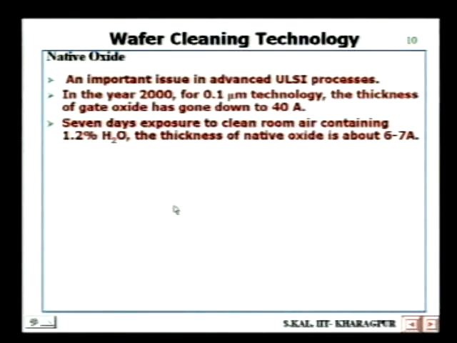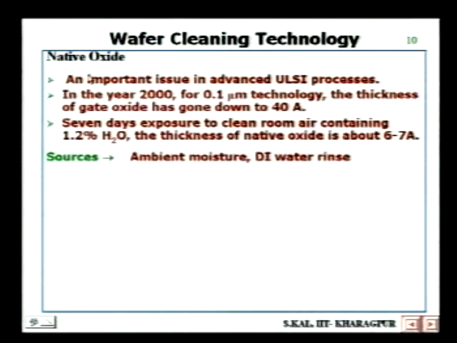And if you keep a wafer for 7 days in clean room air containing 1.2% H2O, the thickness of native oxide is about 6 to 7 angstrom. You see, it's not small. A 6 to 7 angstrom native oxide will form if you keep a bare silicon wafer in a clean room for about 7 days.